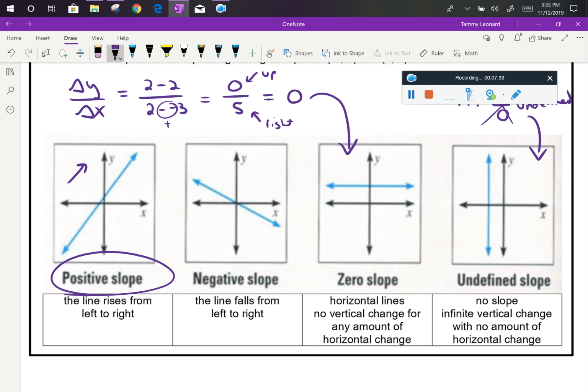The other two possible scenarios for what lines look like is they can have a positive slope, and that's the slope that moves up as you read from left to right. Or we can have a negative slope, which is a line that moves down as you read from left to right.